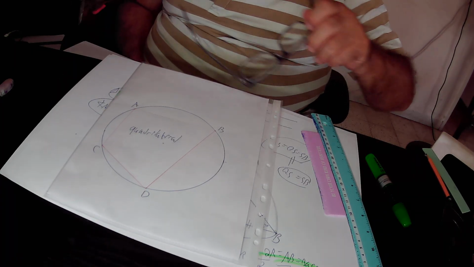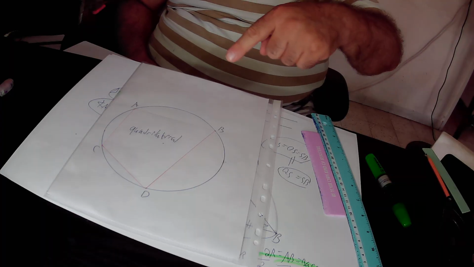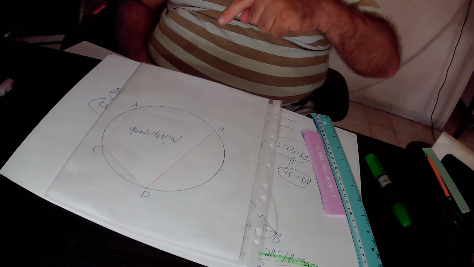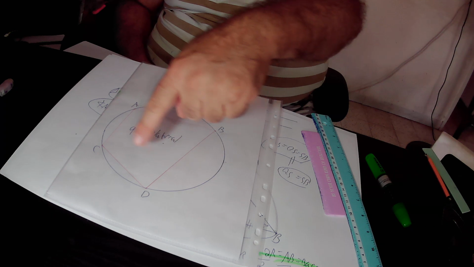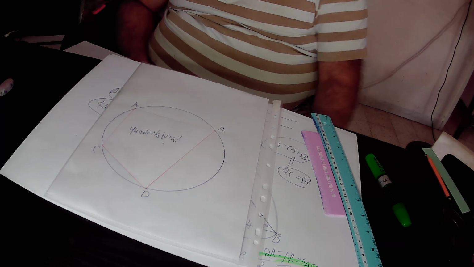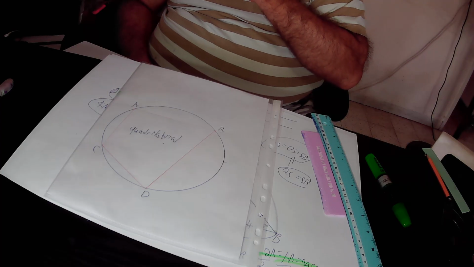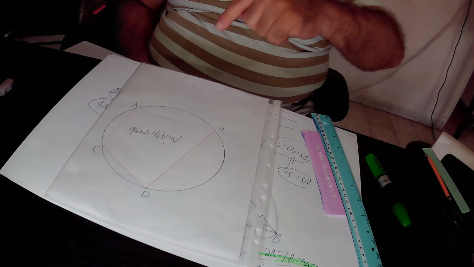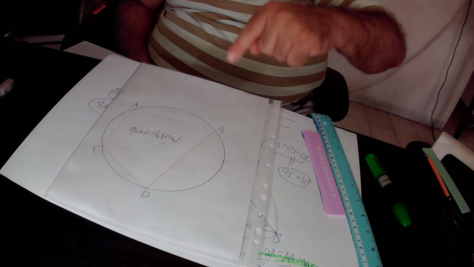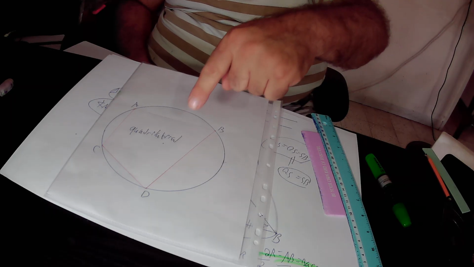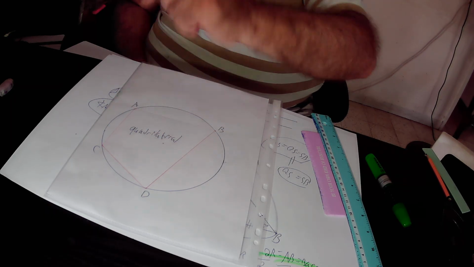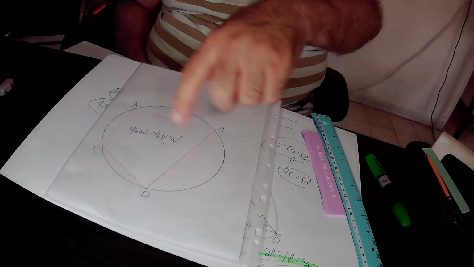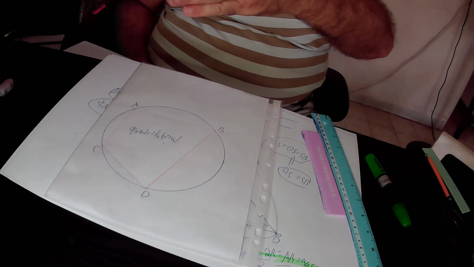This is quadrilateral ABCD. The red quadrilateral is quadrilateral ABCD. And quadrilateral ABCD is inscribed by this circle. Why is quadrilateral ABCD inscribed by this circle? Because all four vertices of quadrilateral ABCD lie on the circle. Point A lies on the circle, point B lies on the circle, the vertex D lies on the circle, and the vertex C also lies on the circle. For that reason, you can say that quadrilateral ABCD is inscribed by this circle.